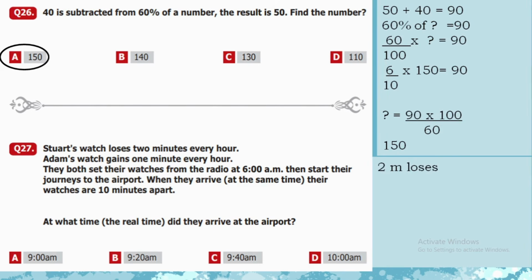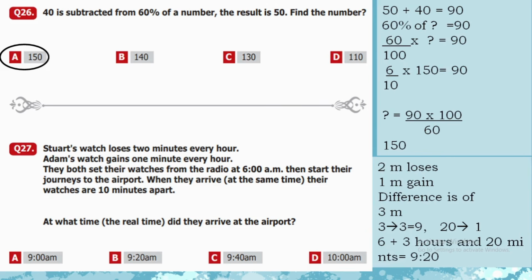So Stuart's watch loses 2 minutes and Adam's watch gains 1 minute. So it means there is a difference of 3 minutes. In each hour, 3 minutes are gone. So it means in 3 hours, 9 minutes will be gone, and in the next 20 minutes, one more minute will be gone. So in this way, there is a difference of 10 minutes between the watches.